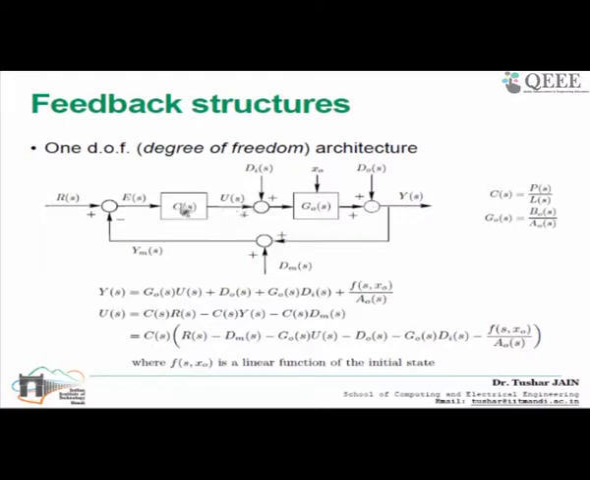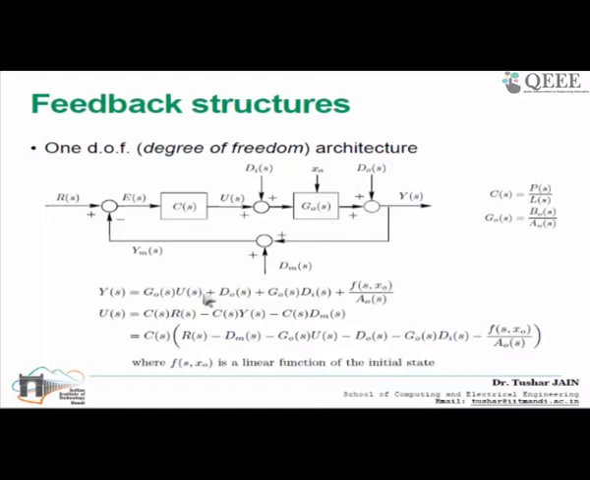For the U of S, we have straight away C of S times R of S, C of S times Y of S, and another one coming from the disturbance, from this path, from this path, and from this path. So all these three components give me the U of S. So I have a variable Y of S here in the second equation. If you substitute this Y of S here, it will give you this final equation. Similarly, you could put this U of S into Y of S here.